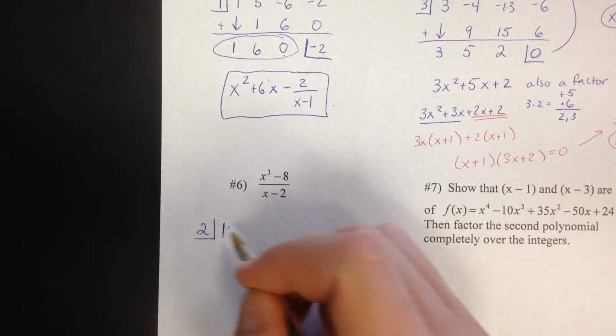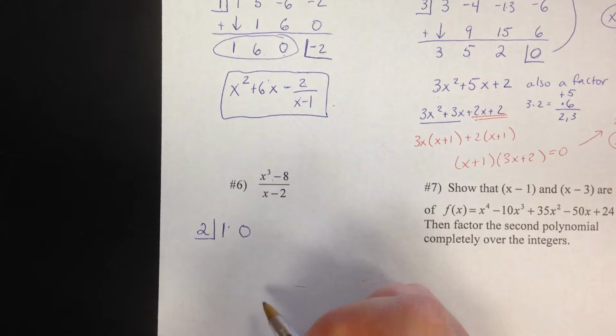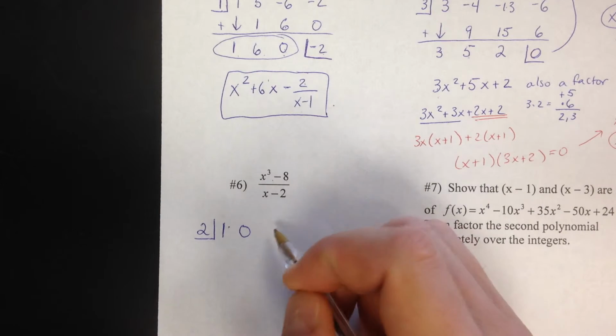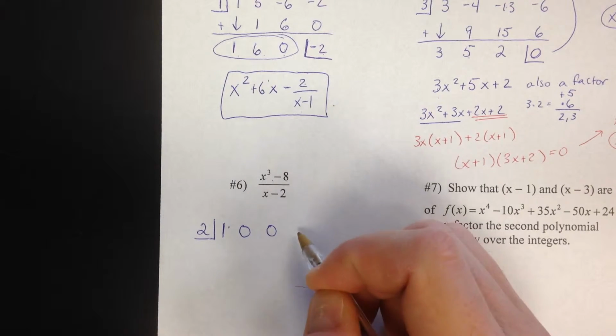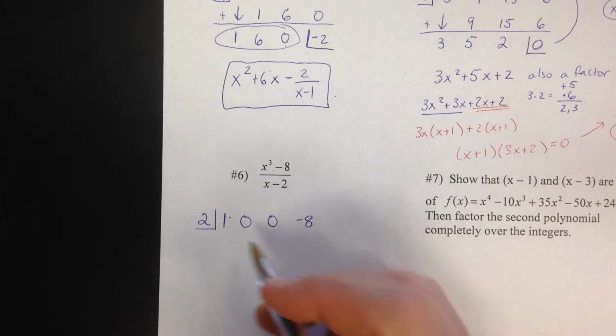X to the third, so that's 1x to the third. Now there's no x squared, so I have to put 0 for x squared. I have to hold that place. 0x, negative 8 is the constant. Okay, so you have to put the zeros in there.